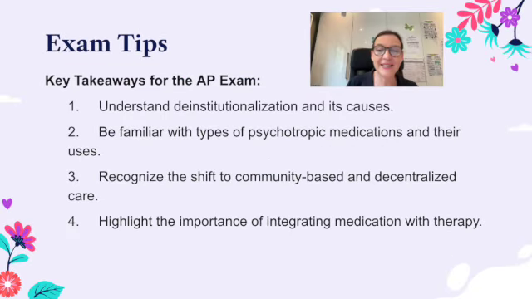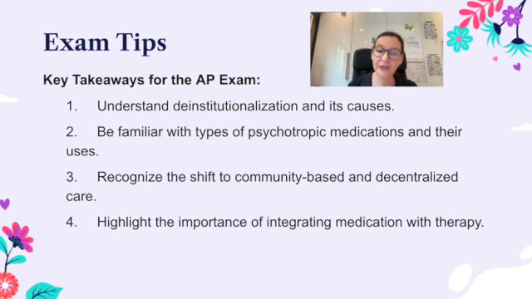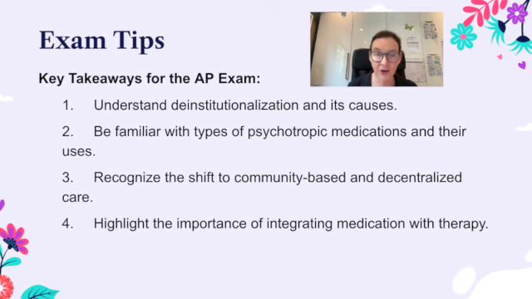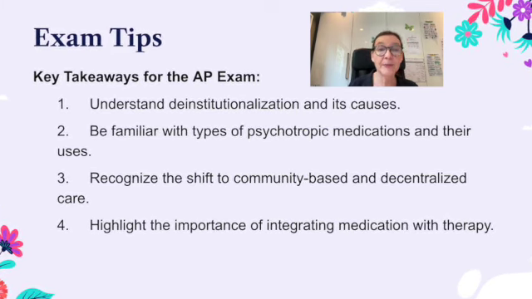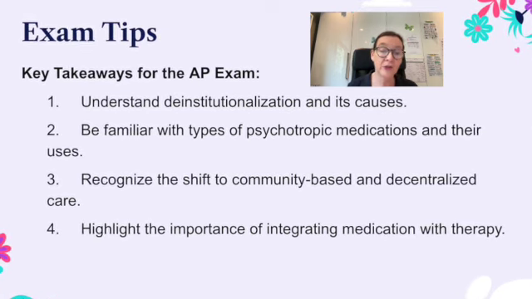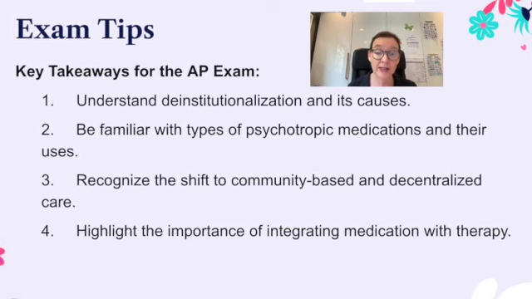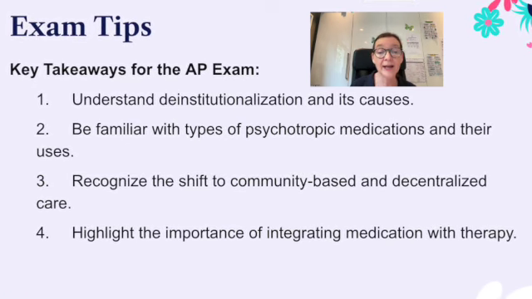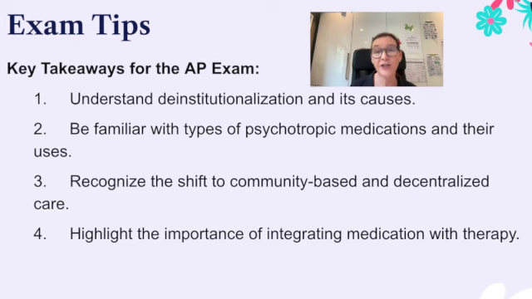Okay, so let's have a look at some key takeaways for the AP exam. You need to understand deinstitutionalization and its causes. You need to be familiar with types of psychotropic medications and their uses. You need to be able to recognize the shift to community-based and decentralized care. And also you need to be able to highlight the importance of integrating medication with therapy.